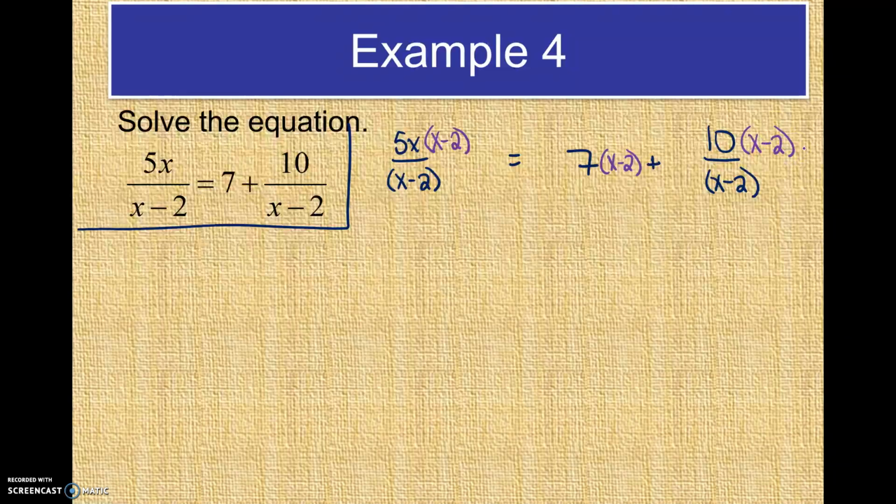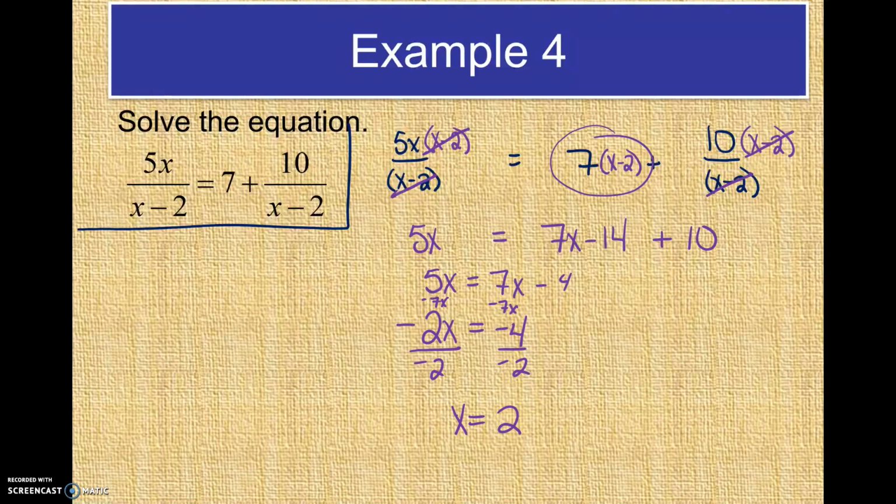In the first term, x minus 2 will cancel, and we're left with 5x. In this term, nothing cancels, so we need to distribute. And then the x minus 2 cancels, and we're left with plus 10. Do you think you can finish solving that? Pause the video, take a moment, finish solving that equation.